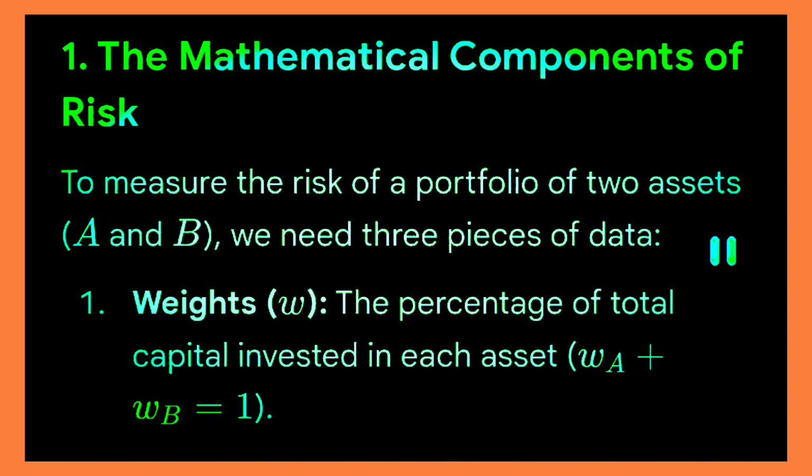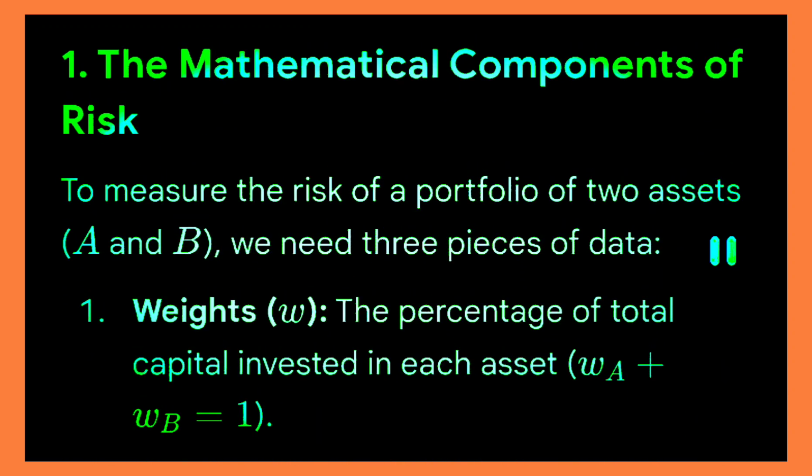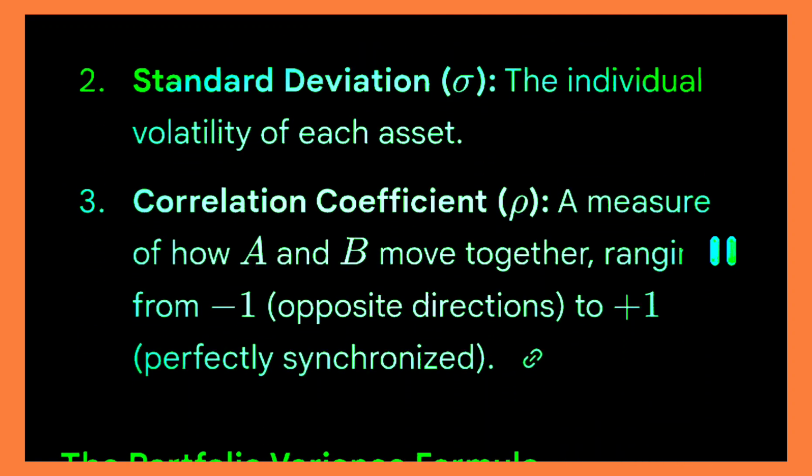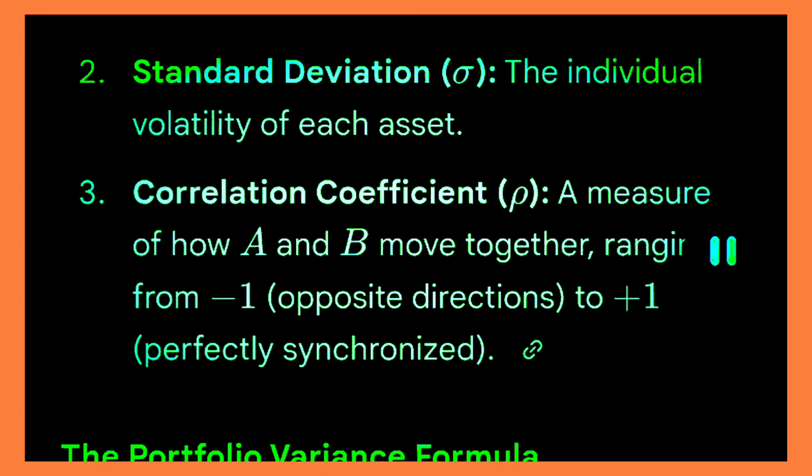1. The mathematical components of risk. To measure the risk of a portfolio of two assets, A and B, we need three pieces of data. Weights, W, the percentage of total capital invested in each asset, W_A plus W_B equals 1. Standard deviation, sigma, the individual volatility of each asset. Correlation coefficient, rho, a measure of how A and B move together, ranging from -1, opposite directions, to +1, perfectly synchronized.